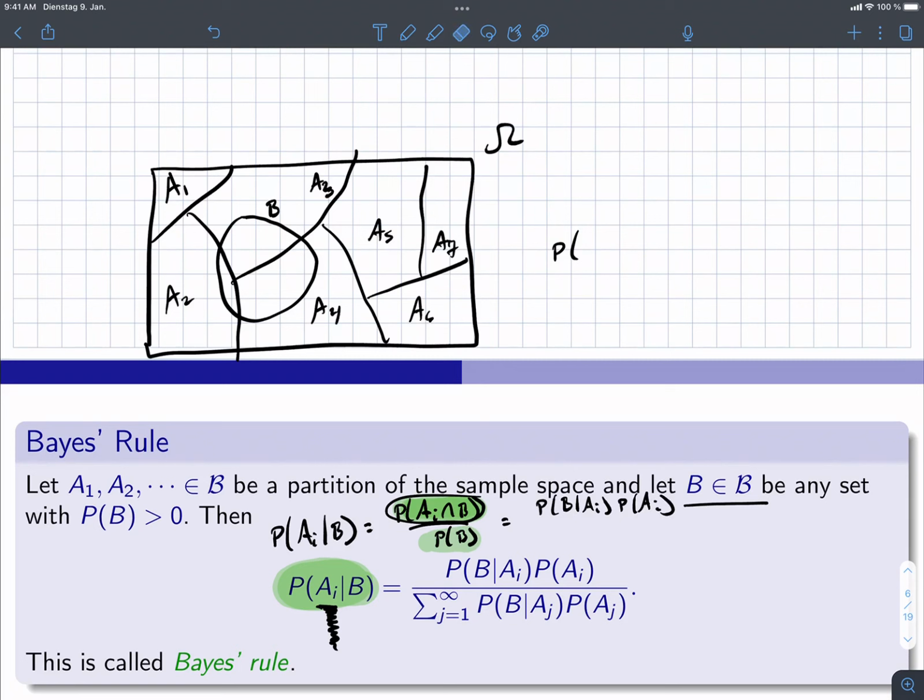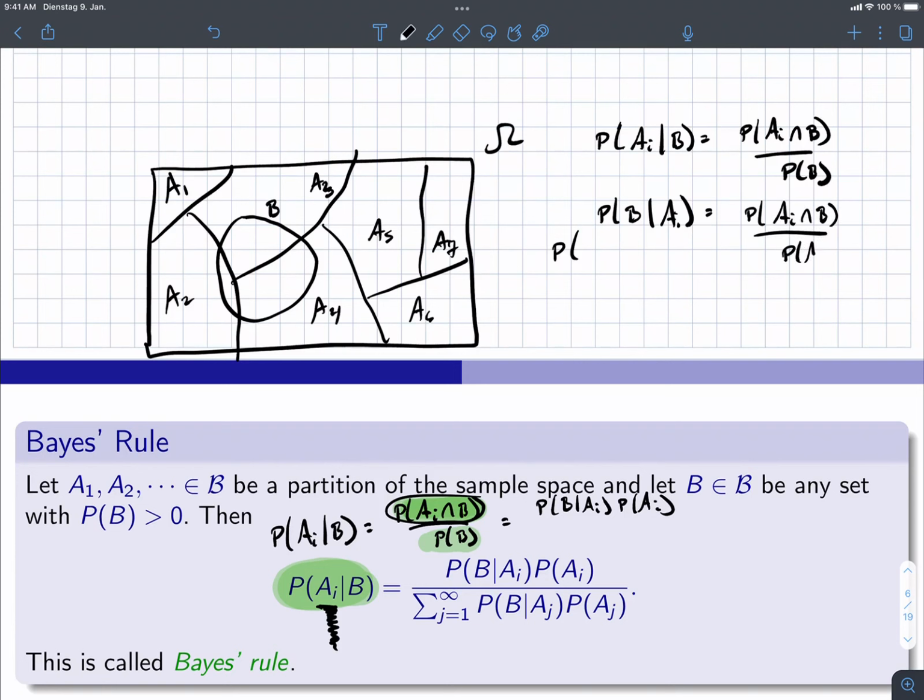Why can we do that? It's because the definition of conditional probability gives me that the probability of Ai given B is probability of Ai intersect B over probability of B. Also, if I want the probability of B conditional on Ai, I'm going to get probability of Ai intersect B, and I divide this time by the probability of Ai.